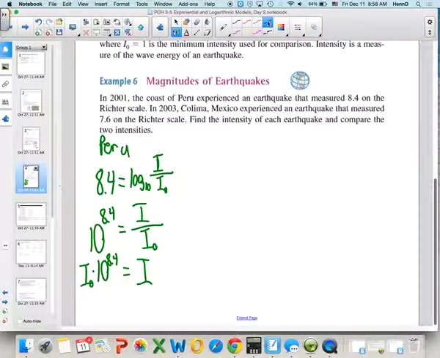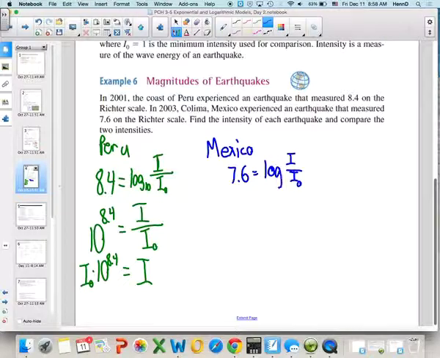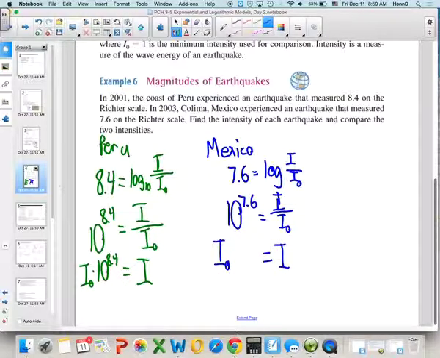Now in Mexico, where we had a 7.6, 7.6 equals the log of I over I sub naught. So use the same process. 10 to the 7.6 power is I over I sub naught. Okay. I equals I sub naught times 10 to the 7.6.